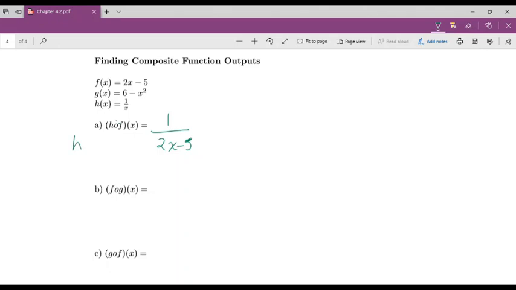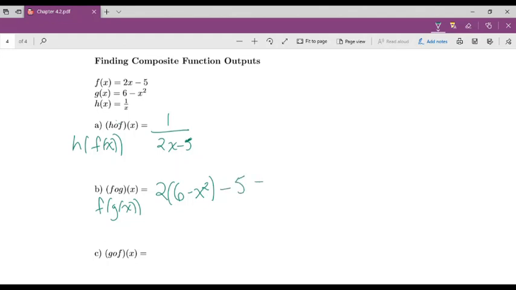So this will be my final answer. If it helps, essentially what I did is h of f of x: everywhere there was an x in h, I put the f of x function. All right, let's do f of g of x. It means I'm going to take my f function and start writing it. Everywhere I see an x, I'm going to put my g function. So there's an x next to this too. I'm going to put my g function there, in parentheses. And then I'm going to add my minus 5 to finish off my f function.